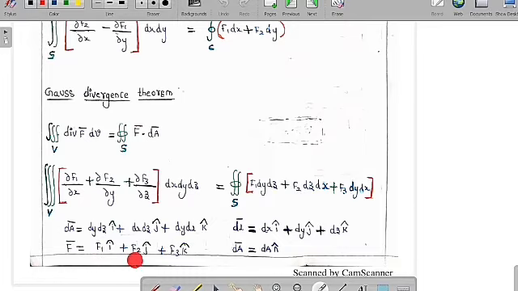The closed surface integral becomes the volume integral of the divergence of this vector, which is dou f1 by dou x plus dou f2 by dou y plus dou f3 by dou z, into the volume, which in a Cartesian coordinate system is dx into dy into dz.